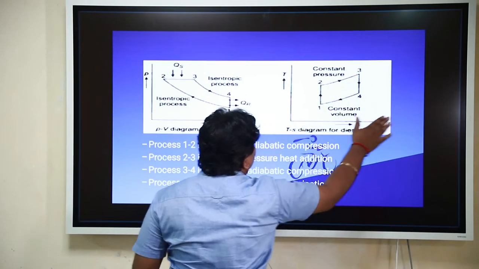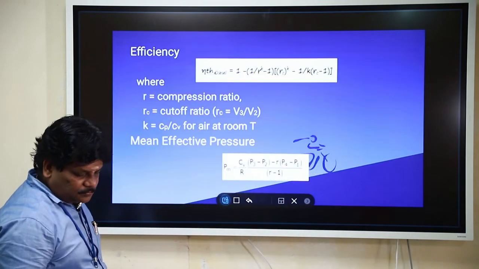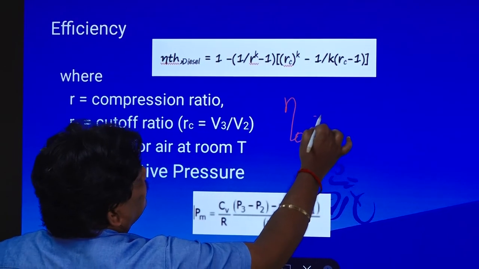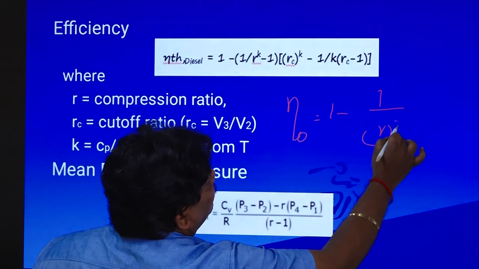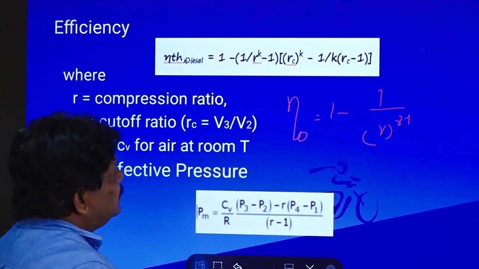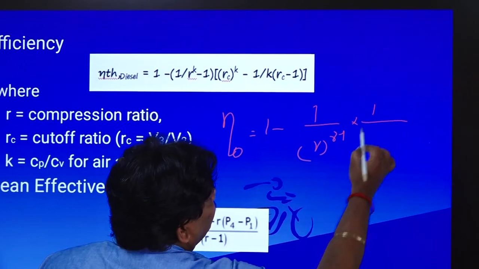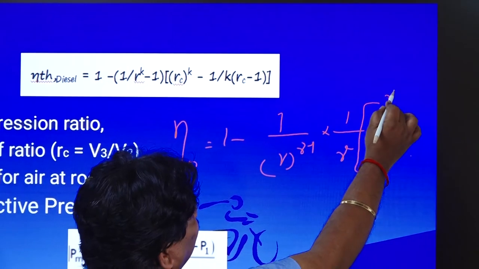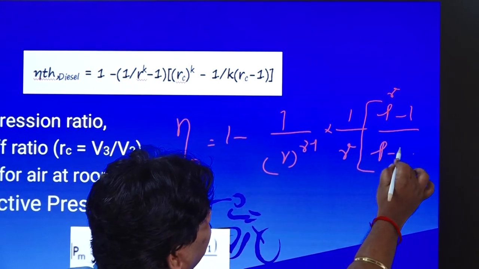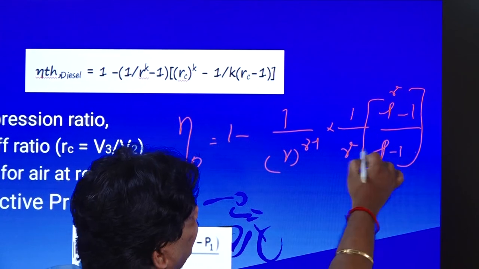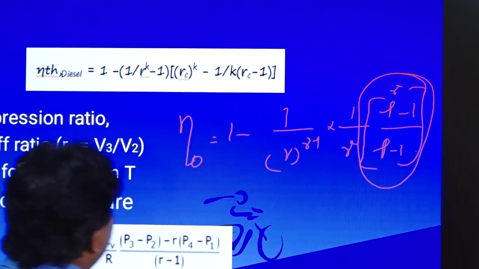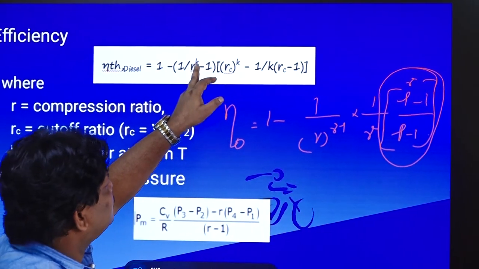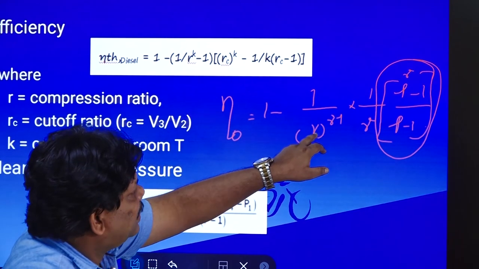You should be fast enough to know all these things. Okay, so the efficiency of the diesel cycle. The efficiency of the Otto cycle is 1 minus 1 by R whole power gamma minus 1. Now here you are going to add 1 by gamma inside the bracket, rho power gamma minus 1 divided by rho minus 1. This is nothing but the bracketed factor. Instead of gamma, it is given as k here, and r is the compression ratio.